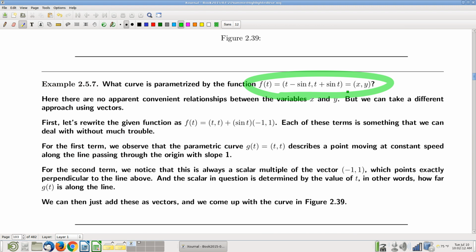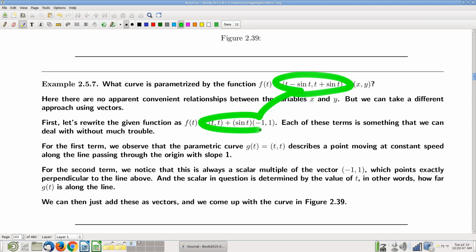x is t minus sine t, y is t plus sine t. Well, you can play around and try to come up with relationships between x and y. It's surprisingly hard to eliminate t. It's doable, but it's not immediately clear how you would go about eliminating t from this equation, and the way that you can do it, you end up with something that's still hard to algebraically make sense of. So it's kind of a hard problem. Let me show you a different point of view, and that is to take your parameterization and rewrite it like that.